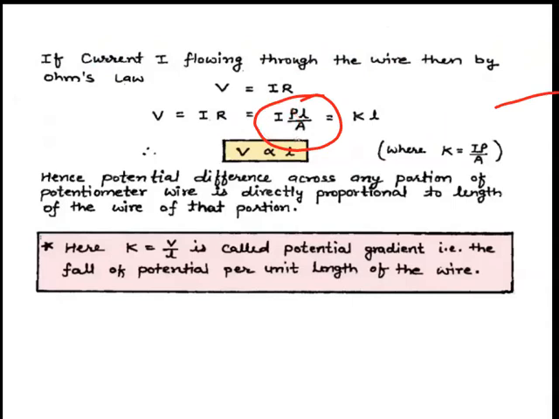Then resistivity depends upon the material. So material once we have fixed, we are not going to change the material. So resistivity is constant. Uniform cross-sectional area is also constant. So children, here these three parameters are constant. What is varying? Length is varying. What is varying? Length is varying because you are sliding the jockey on the wire.